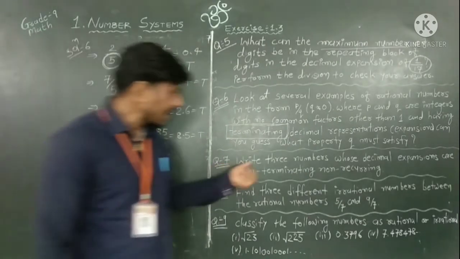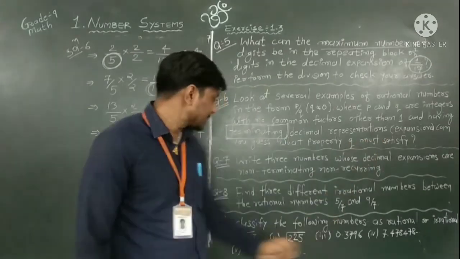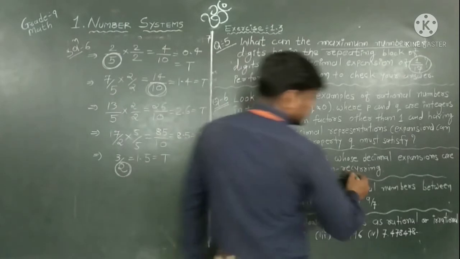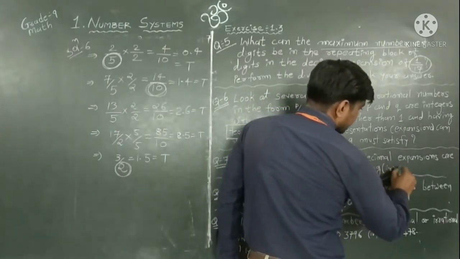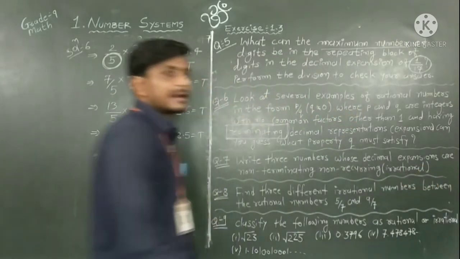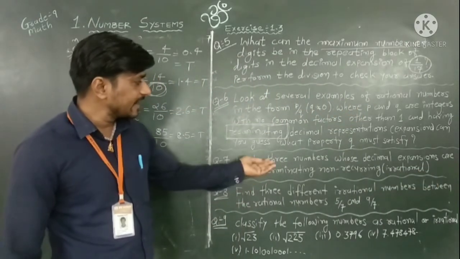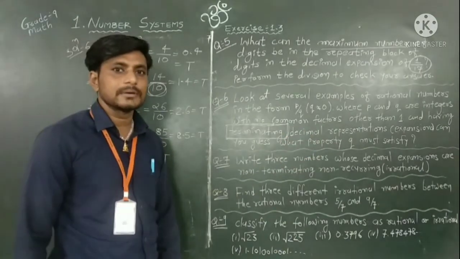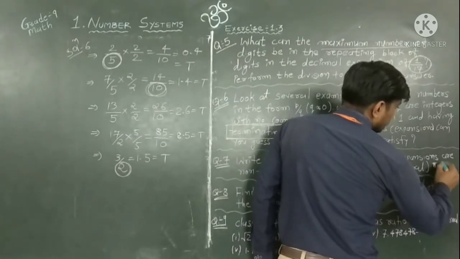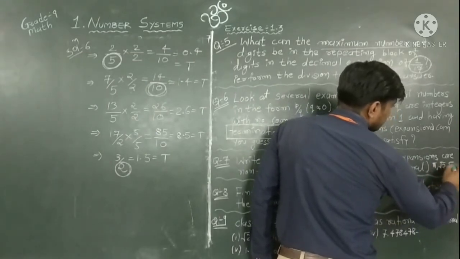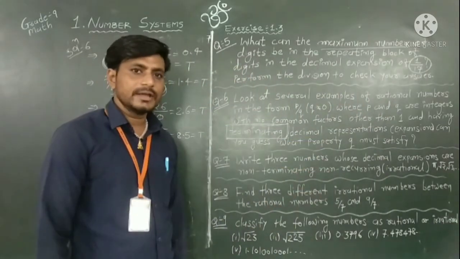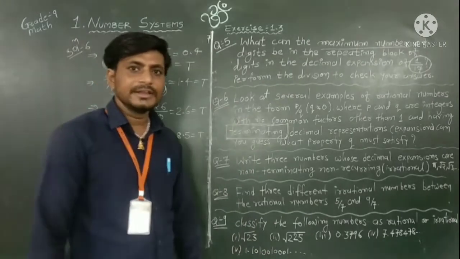Okay. Now look, write three numbers whose decimal expansion is non-terminating, non-recurring. That means this is an irrational number. Not terminating, not repeating number. That means we have to write any three irrational numbers. You can write pi, under root 2, under root 3, under root 5, etc. There are infinitely many irrational numbers. You have to write down any three irrational numbers.